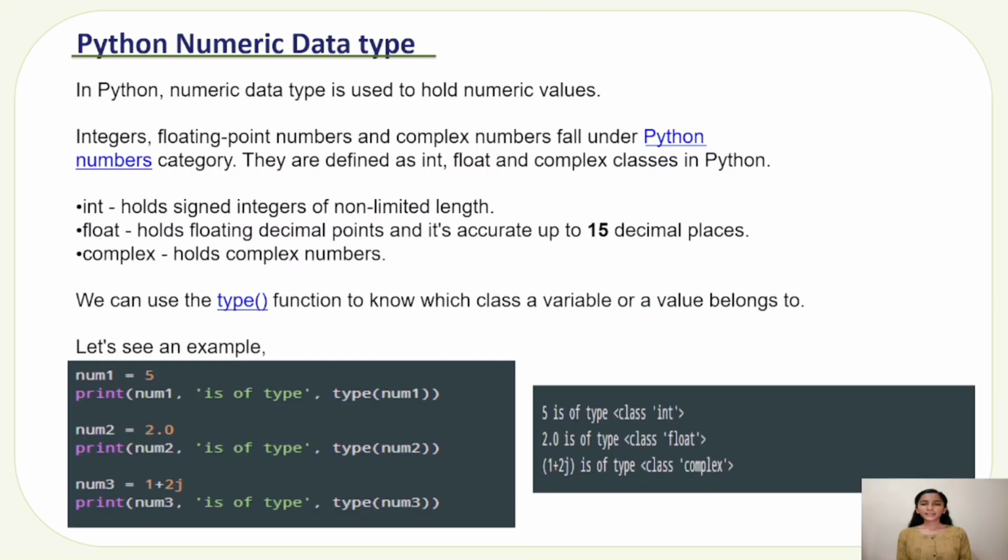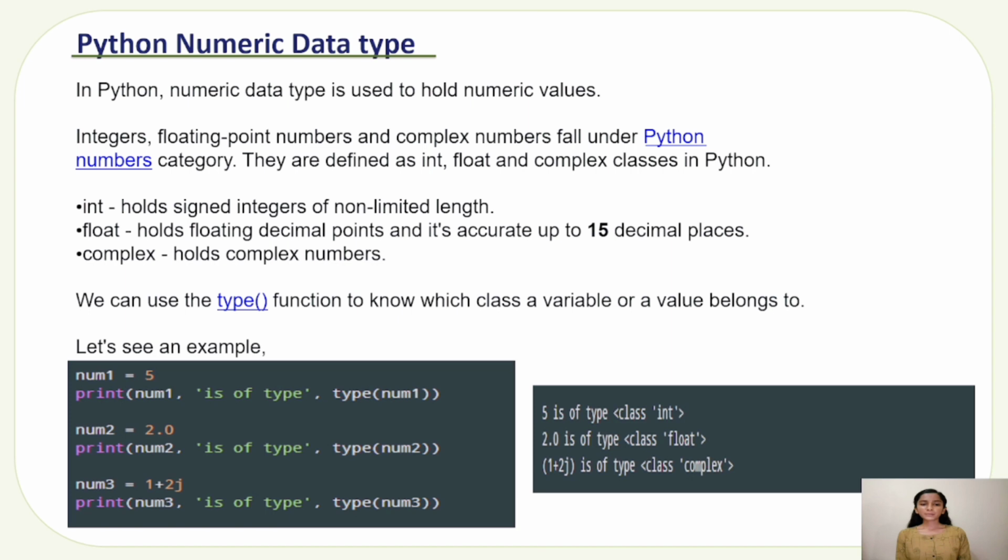Python numeric data type. In Python, numeric data type is used to hold numeric values. Integers, floating point numbers and complex numbers fall under the Python numbers category. They are defined as int, float and complex classes in Python. Int holds signed integers of non-limited length. Float holds floating decimal points and it's accurate up to 15 decimal places.